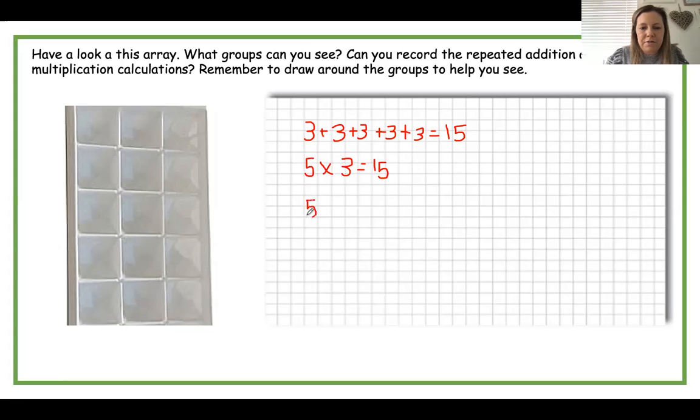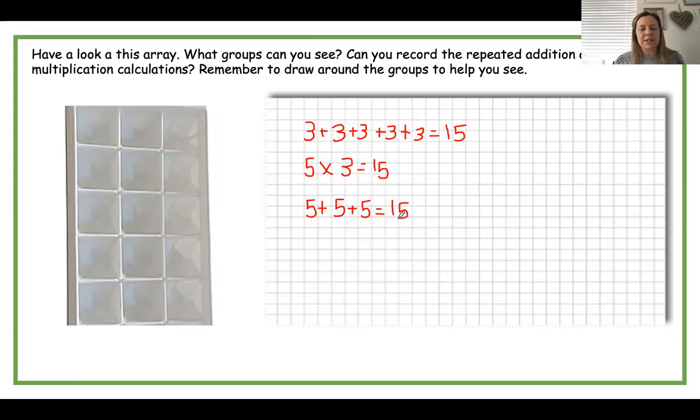Right, so I'm going to do 5, add another 5, add another 5, equals. Now I am better at counting in 5, so let's see whether that was right. So 5, 10, 15. So yes, I was. The answer was definitely 15.